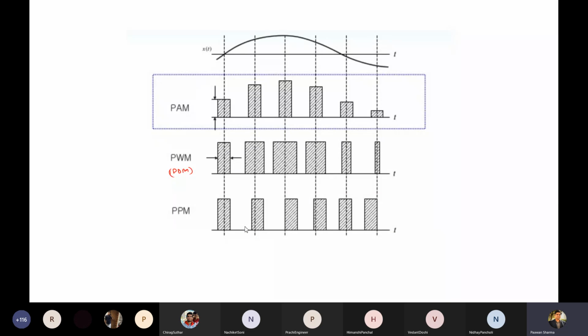In pulse position modulation, you can see the pulses are farther. This distance, the time difference between two pulses, is actually decided by the amplitude level. Amplitude level is highest here, so you can see this duration between two pulses is like this. But when amplitude is decreasing, here you can see frequently these pulses are occurring. This is pulse position modulation.